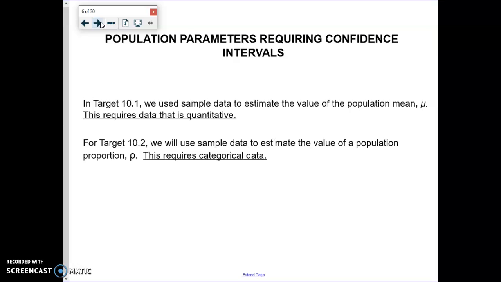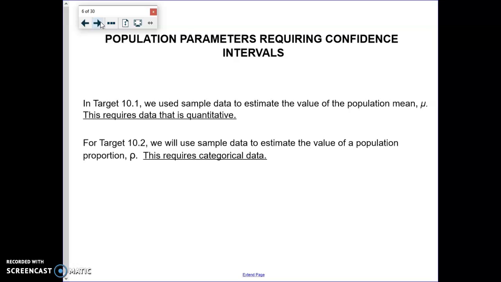And again, I'm going to stress this. A lot of what we're doing in this target is very similar to what you did last target: margin of error, a point estimate, the standard error. It's just going to use different formulas and a few different concepts. So in 10.1, we used sample data to estimate the population mean, which requires quantitative data.